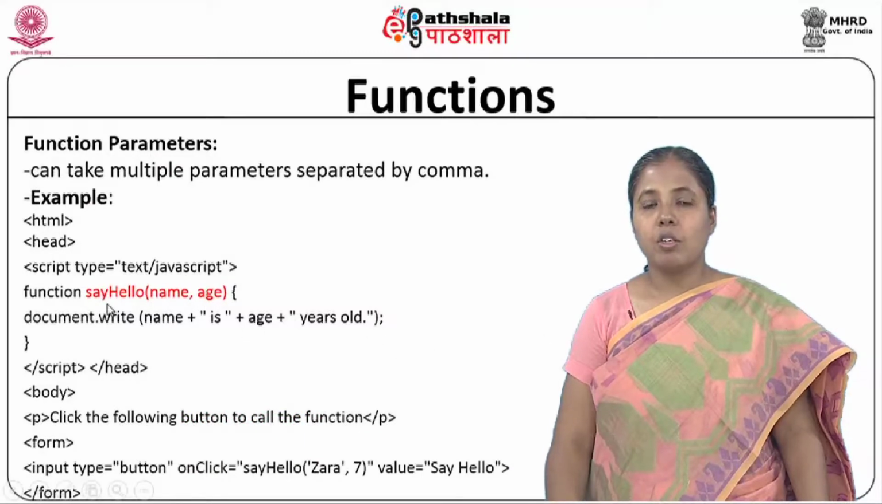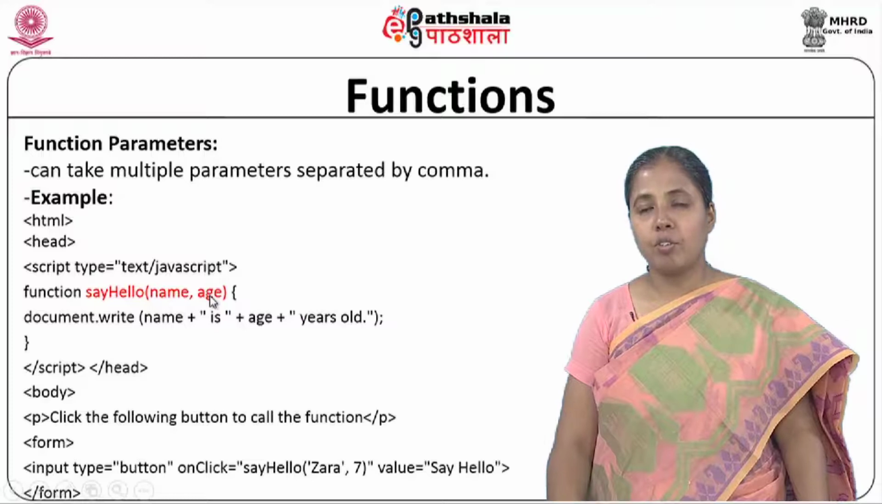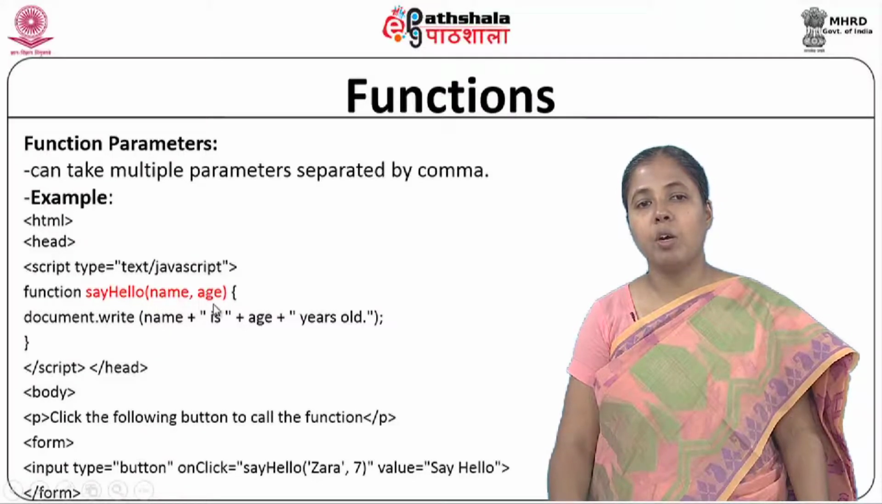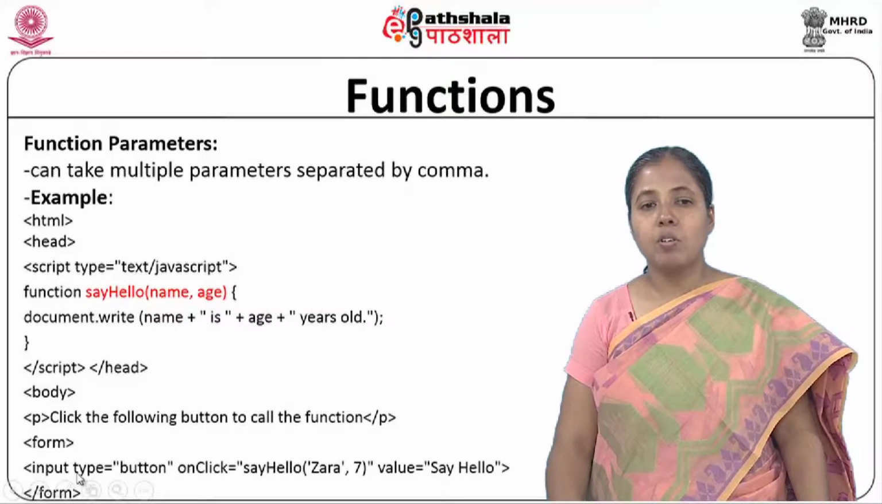Now this function say hello is defined with two parameters called name and age. The declaration of data type is not essential in JavaScript. So you just give the name of the variable, name comma age. Now what happens is, the same way you have a button and you make a click. On clicking the button you call the function called say hello.